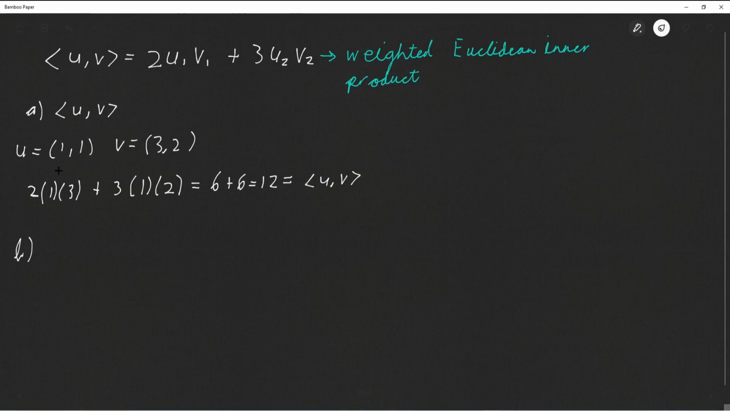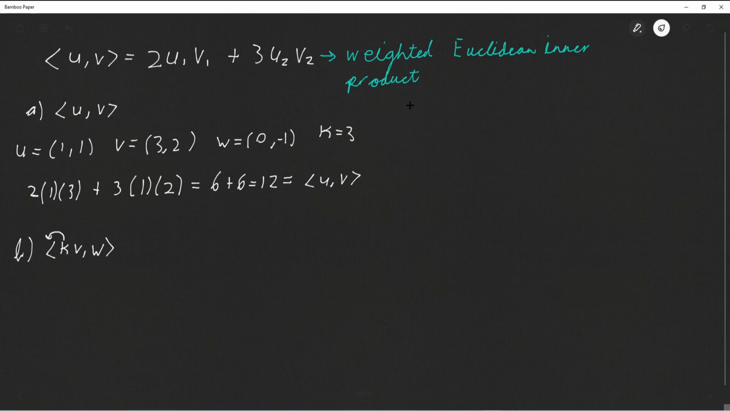So now, question B, we're going to try to do k multiplied by v with the inner product of w. So we will have our w as equal to 0 and negative 1, and for this we'll say our k is equal to 3. So k is just a scalar. So with inner products, what you're able to do is just take the scalar out.